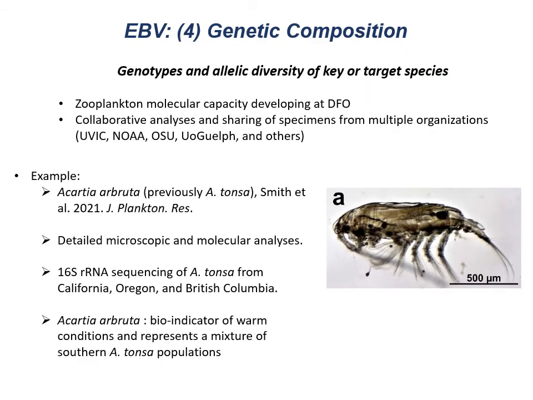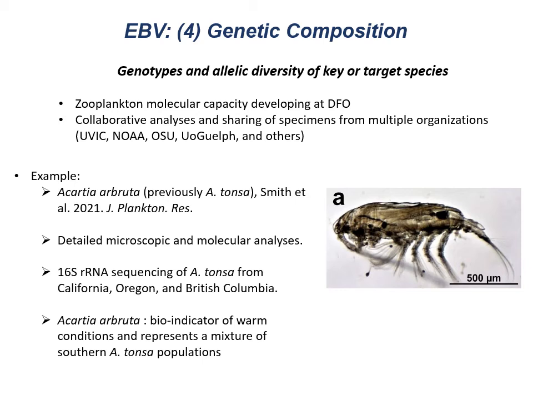Okay, the last EBV class I will discuss is genetic composition. So these are measurements of genotypes or allelic diversity within key or target populations. And this is relatively new for our group, but we now have good zooplankton molecular capacity and expertise at DFO. And so we've been analyzing specimens from our routine collections and also from those shared by multiple organizations, which include NOAA and Oregon State University.